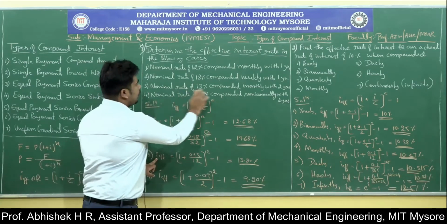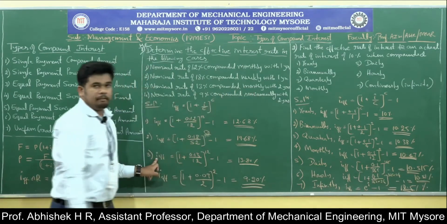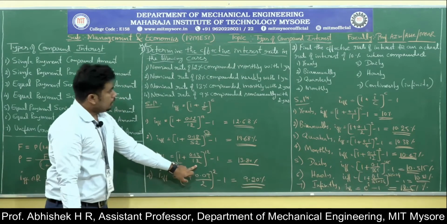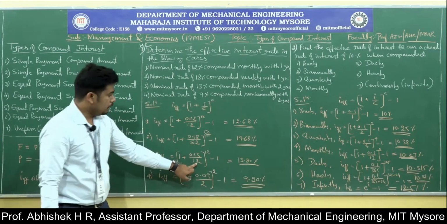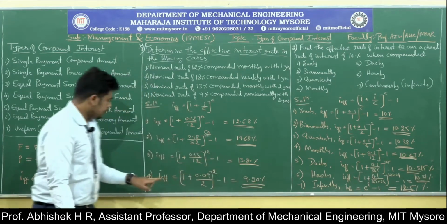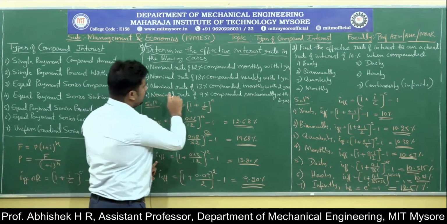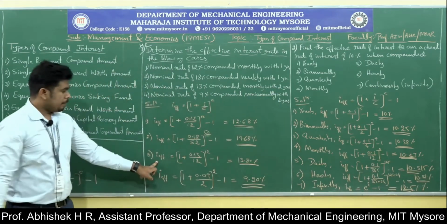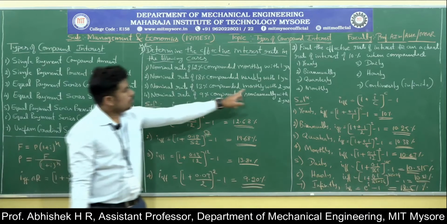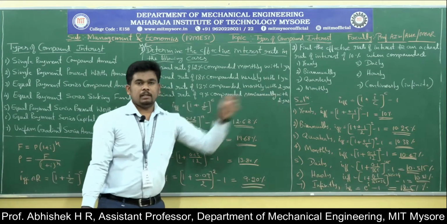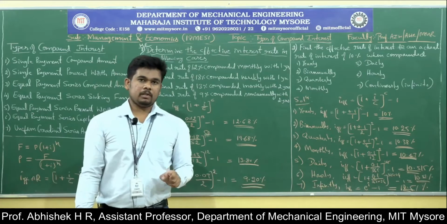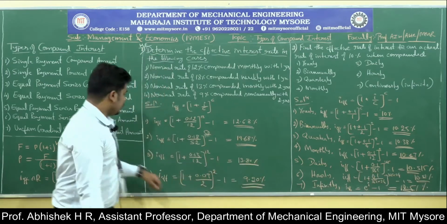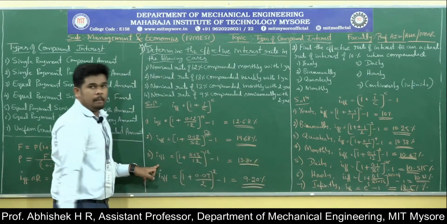Next, for the third condition, nominal rate of 13% compounded monthly with a time interval of 2 years. So rate of interest is 0.13 and compounded monthly again 12. So we'll get 13.80%. See, here they have given a time interval of 2 years. Since we are calculating the effective rate of interest, we are going to consider only per year, because for the next year also it is the same. So for that we will get 13.80%.